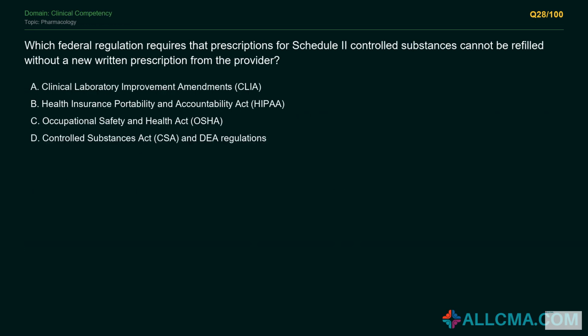Question 28. Which federal regulation requires that prescriptions for Schedule II controlled substances cannot be refilled without a new written prescription from the provider? Option A, Clinical Laboratory Improvement Amendments, CLIA. Option B, Health Insurance Portability and Accountability Act, HIPAA. Option C, Occupational Safety and Health Act, OSHA. Option D, Controlled Substances Act, CSA, and DEA regulations.